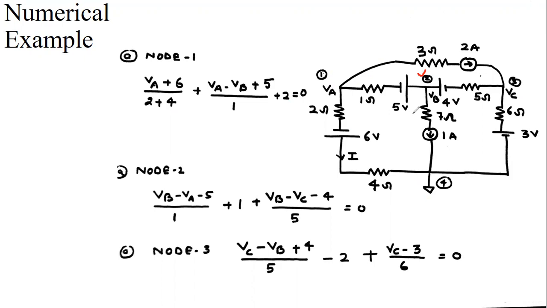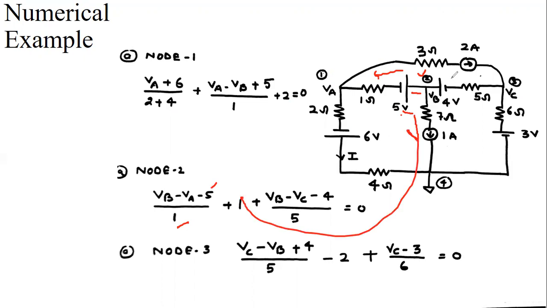So current in this branch is VB minus VA. So current in this outgoing direction is VB minus VA, and from here we are getting the plus sign, so here is the minus sign. So VB minus VA minus 5 upon 1. The outgoing current here is 1 ampere, so this current is plus 1.